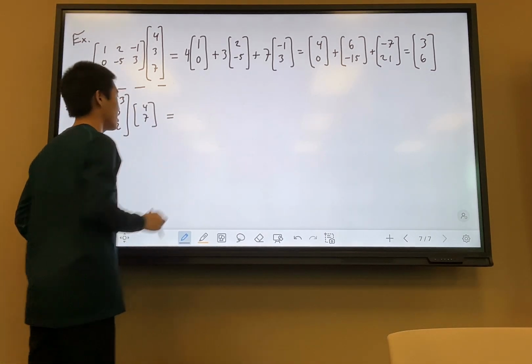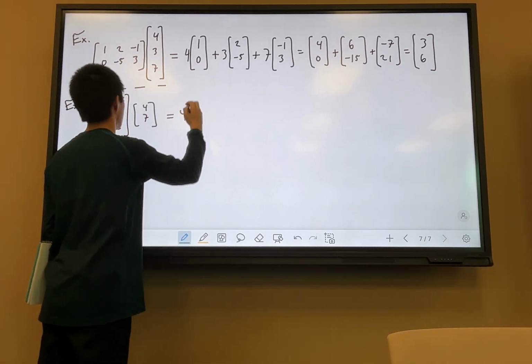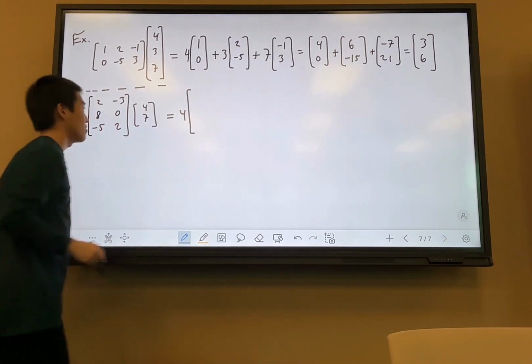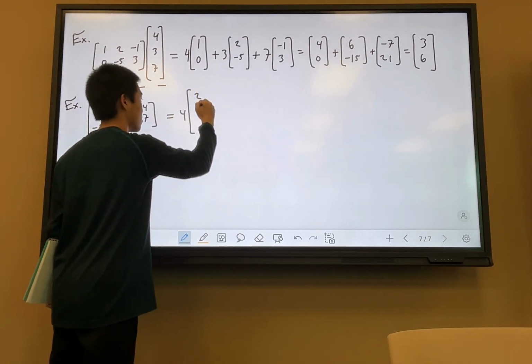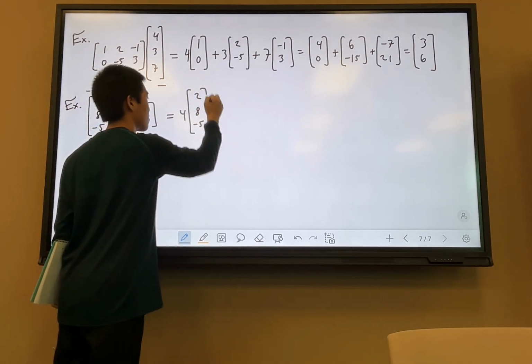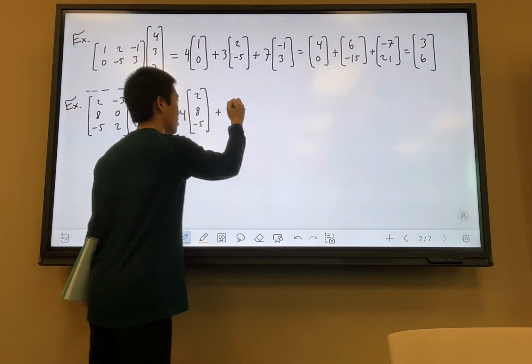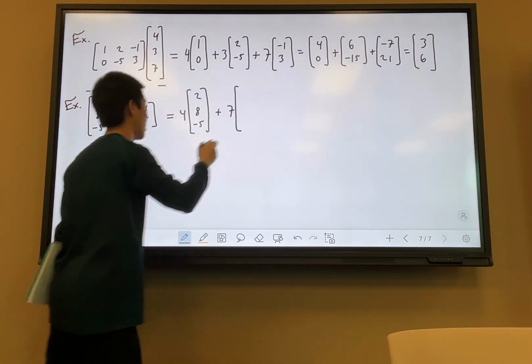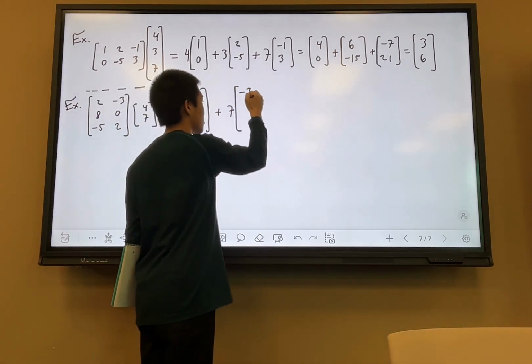What is the first entry of the vector? The first entry is 4. And then what's the first column of the matrix? 2, 8, minus 5. Okay, what's the next one? 7. And what's the second column? Minus 3, 0, 2.